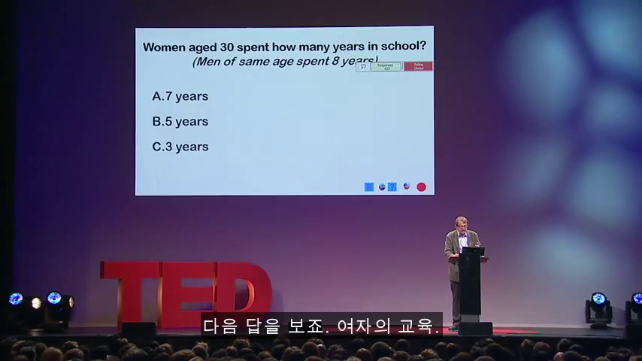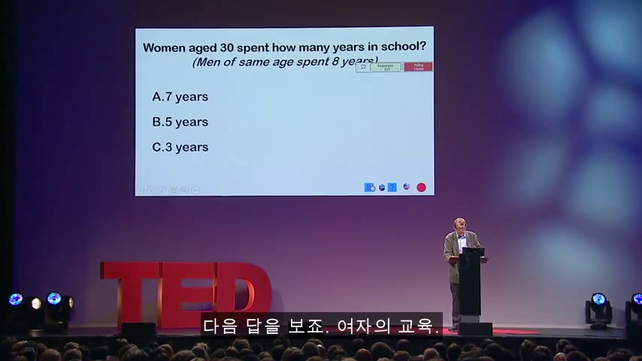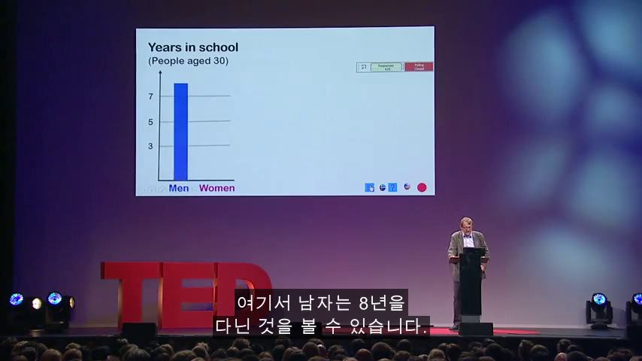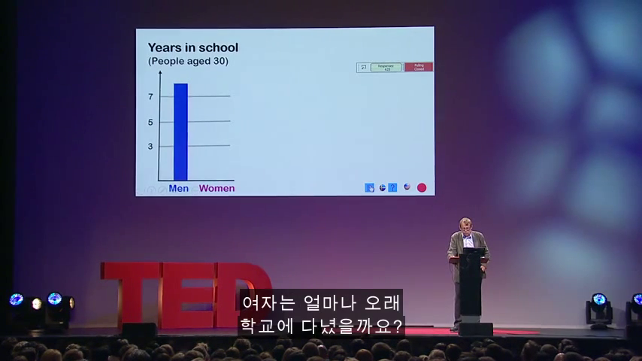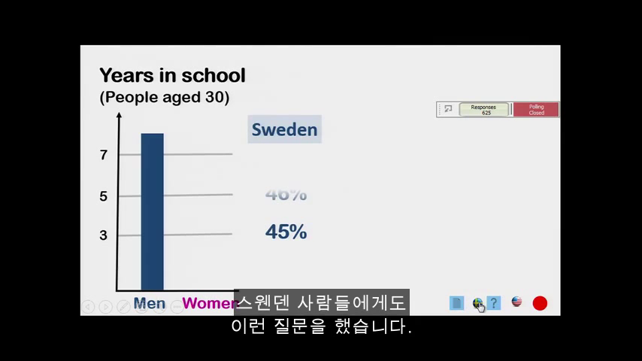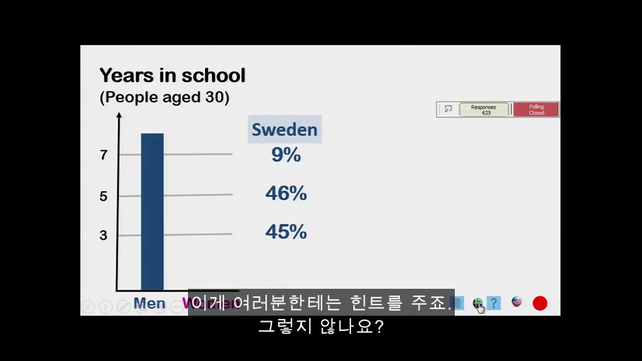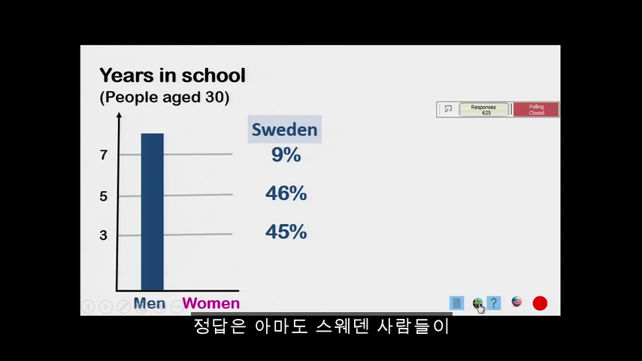Let's look at the next answer here. Women in school. Here you can see men went 8 years. How long did women go to school? Well, we asked the Swedes like this. And that gives you a hint, doesn't it? The right answer is probably the one where fewest Swedes pick, isn't it?